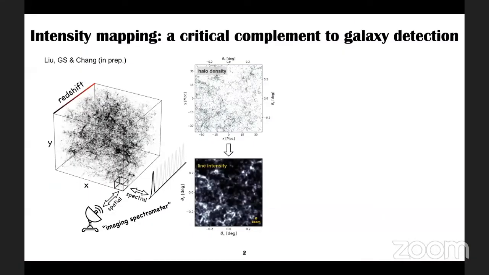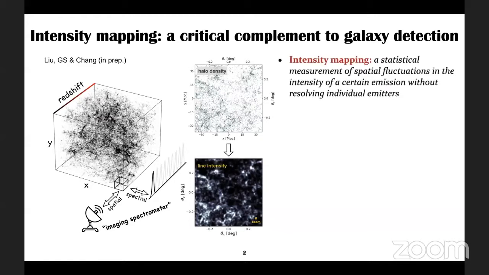Just to get started, Kiri Kokare introduced yesterday the idea of line intensity mapping from the perspective of millimeter wave instrumentation. But just in case some of you are still unfamiliar with this relatively new idea, I'd like to first quickly review the basic concept. Conceptually, intensity mapping refers to the statistical measurement of spatial fluctuations in the intensity of a certain emission without resolving individual emitters. Here is an illustration of what intensity mapping measures.